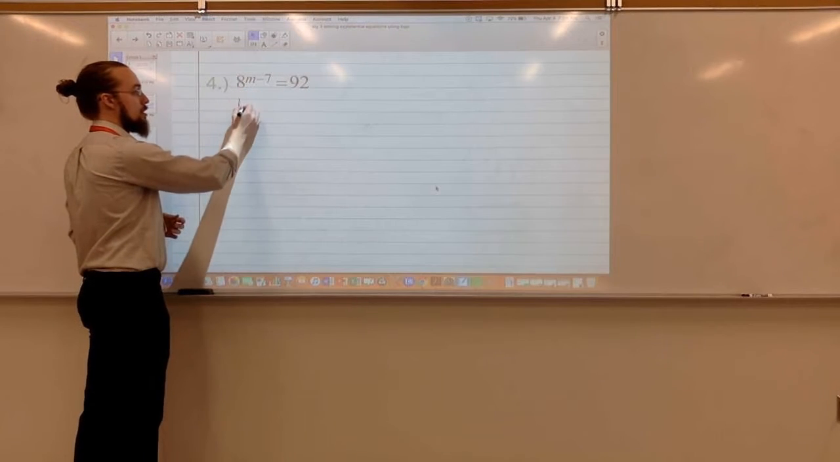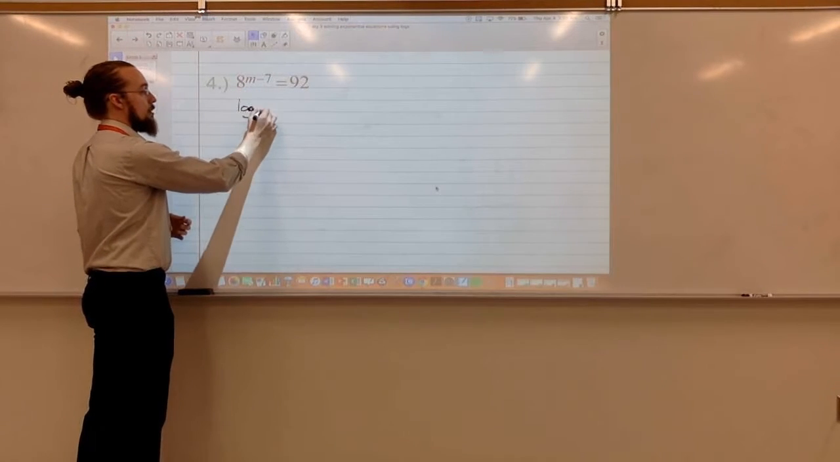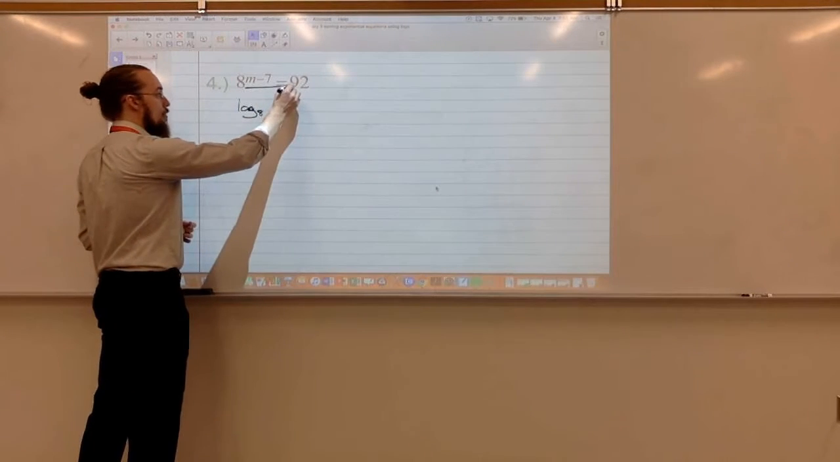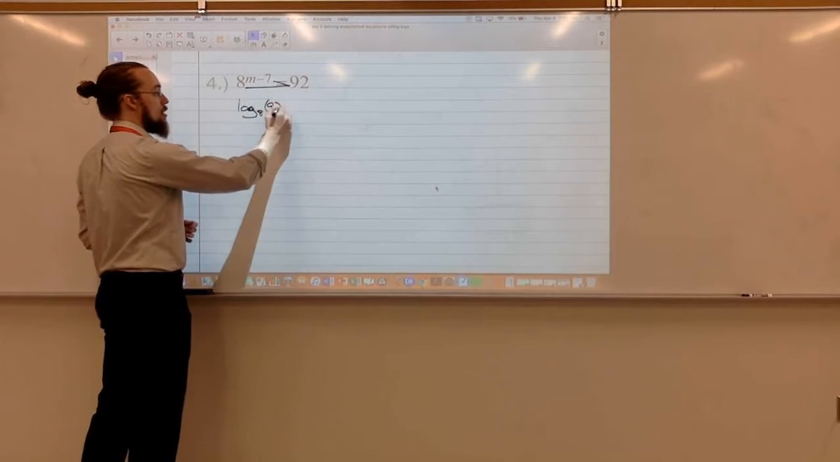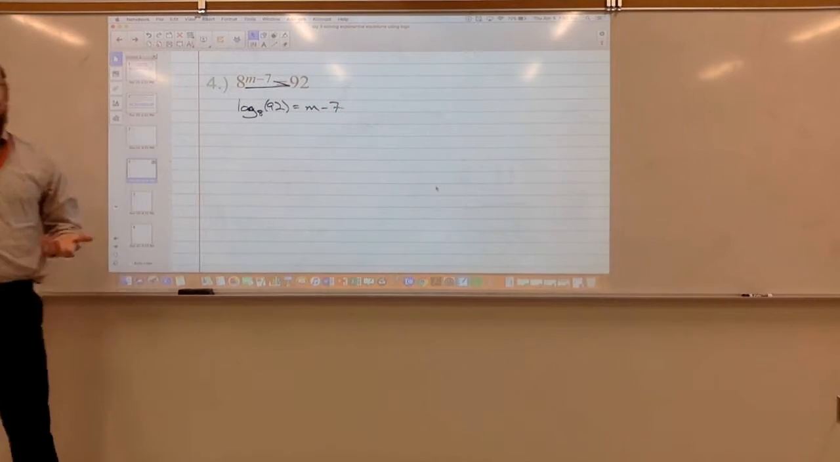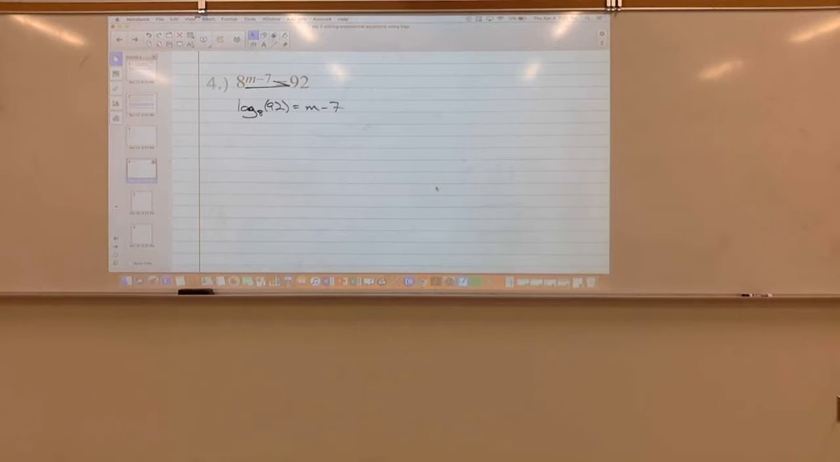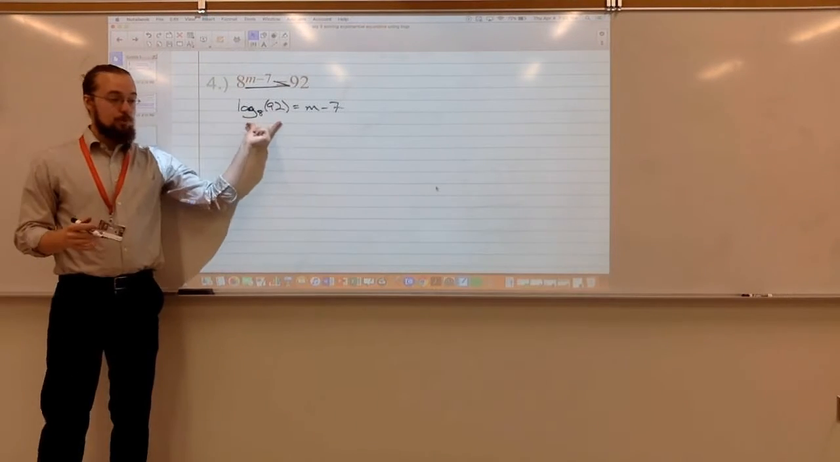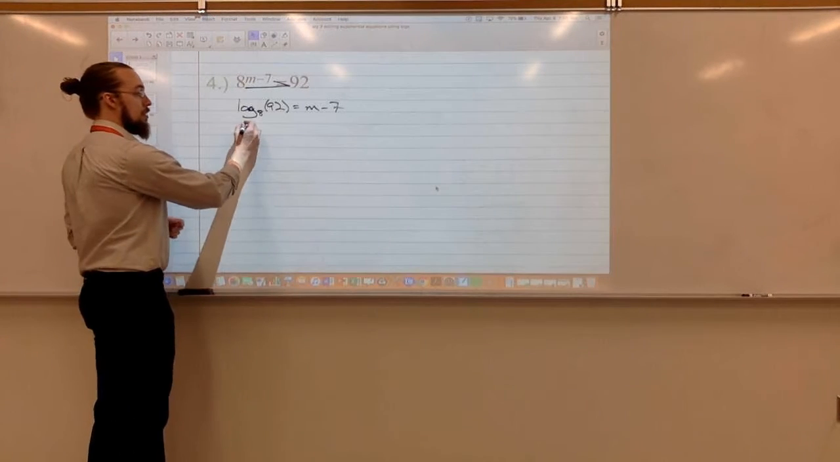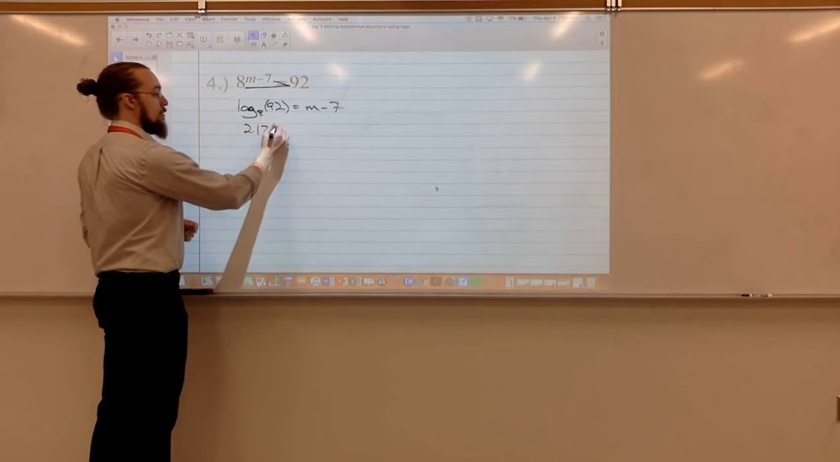So the base of the exponential becomes the base of the log. So I'll have log base 8 of 92 equals the exponent, m minus 7. So now I can put this log into the calculator. 2.1745.